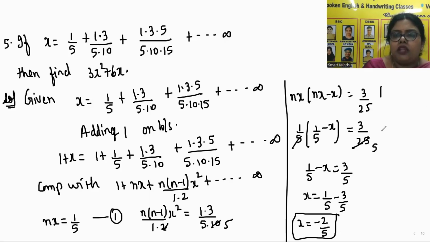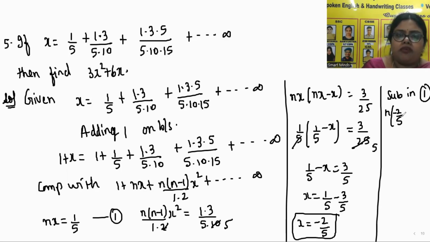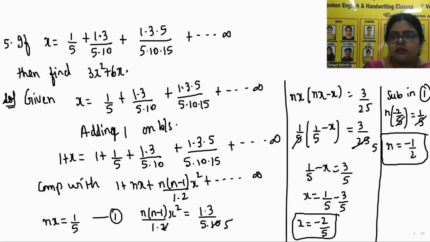After getting x value, we substitute it in equation number 1. So n into minus 2 by 5 is equal to 1 by 5. 5 and 5 cancel, n is equal to minus 1 by 2. So you got x and n values. So now we need to substitute this x and n value in the equation which we got.